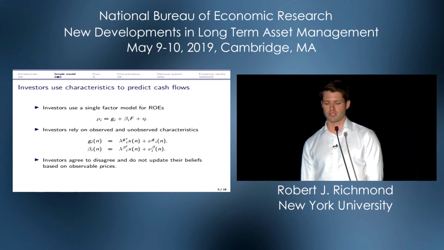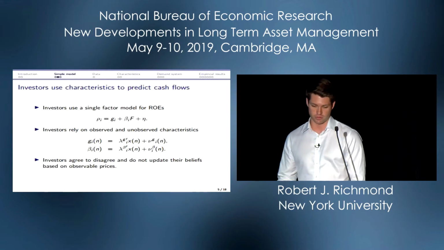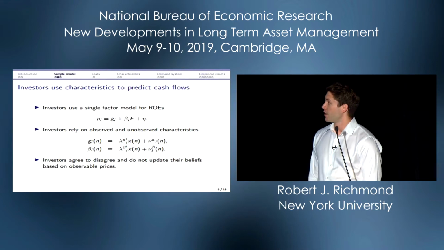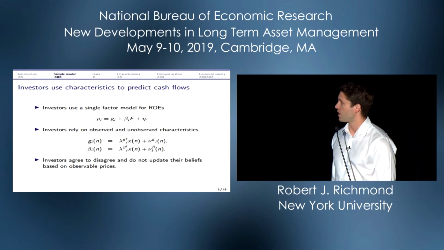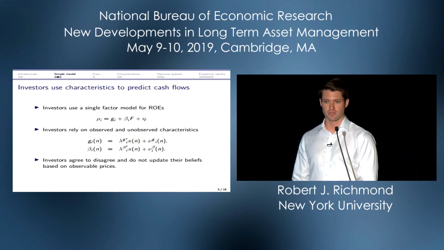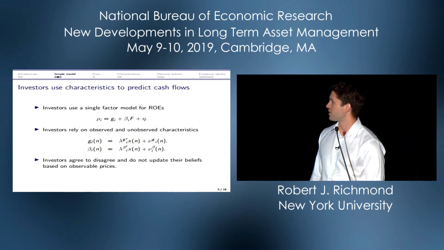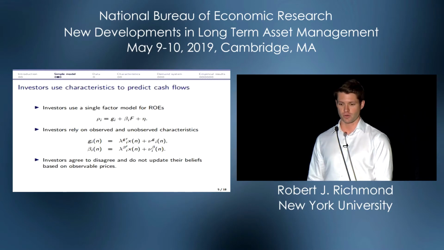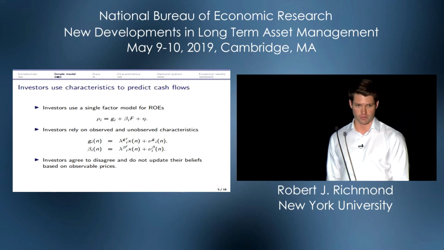Now, how do each of these investors form their beliefs about the expected ROE, which is GI, and the riskiness or the loading on the risk factor, that's beta I? What they're going to do is use observable characteristics. Those are going to be in this variable x here, this vector x. And they're going to have different loadings on these observable characteristics for each of the possible investors. And there could potentially be some unobserved characteristics which show up in these values nu I for both the growth rates and the loadings on the riskiness. We're going to assume that investors agree to disagree and that they don't update their beliefs based upon observable prices. We do this for tractability.